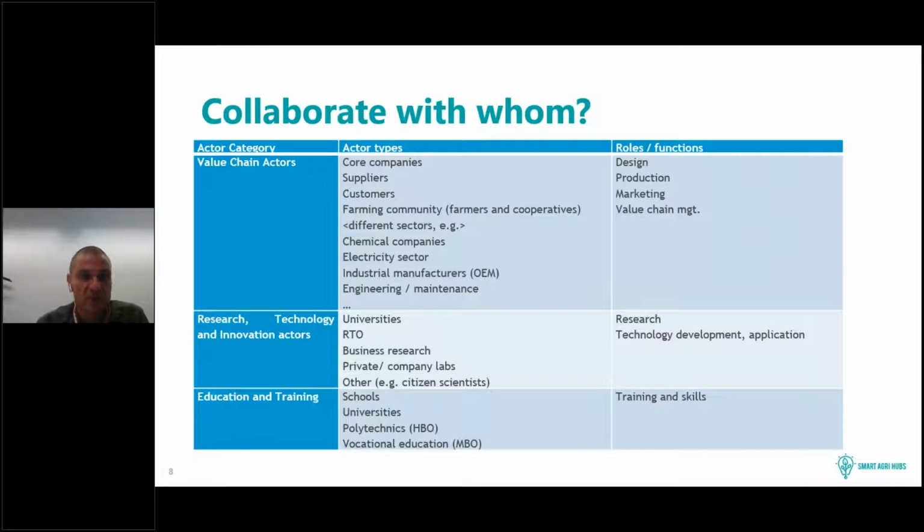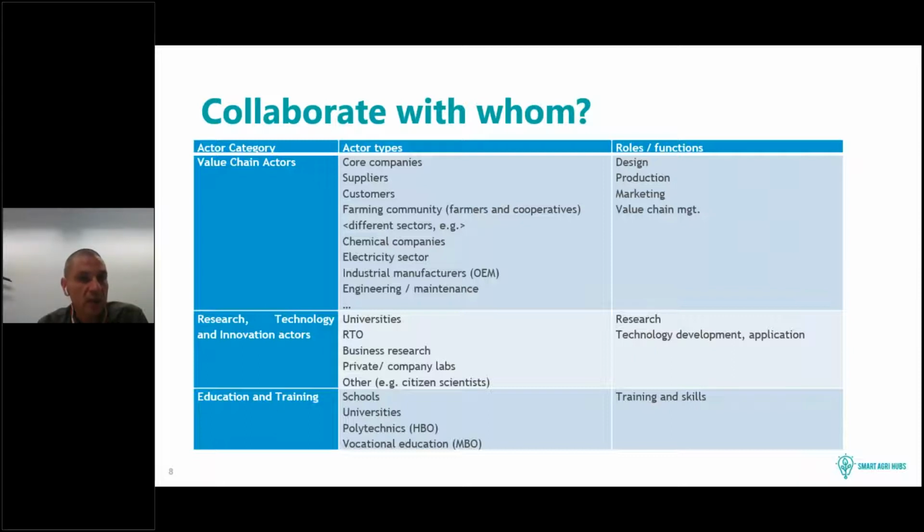Actor categories. Now typical value chain actors come in different actor types, like core companies, suppliers, customers, the farming community, chemical companies, electricity sector, industrial manufacturer or equipment manufacturers, engineering and maintenance. So I think you are quite familiar with these type of actors. What type of roles do they play in innovation? They design, they produce, they market, they do value chain management.